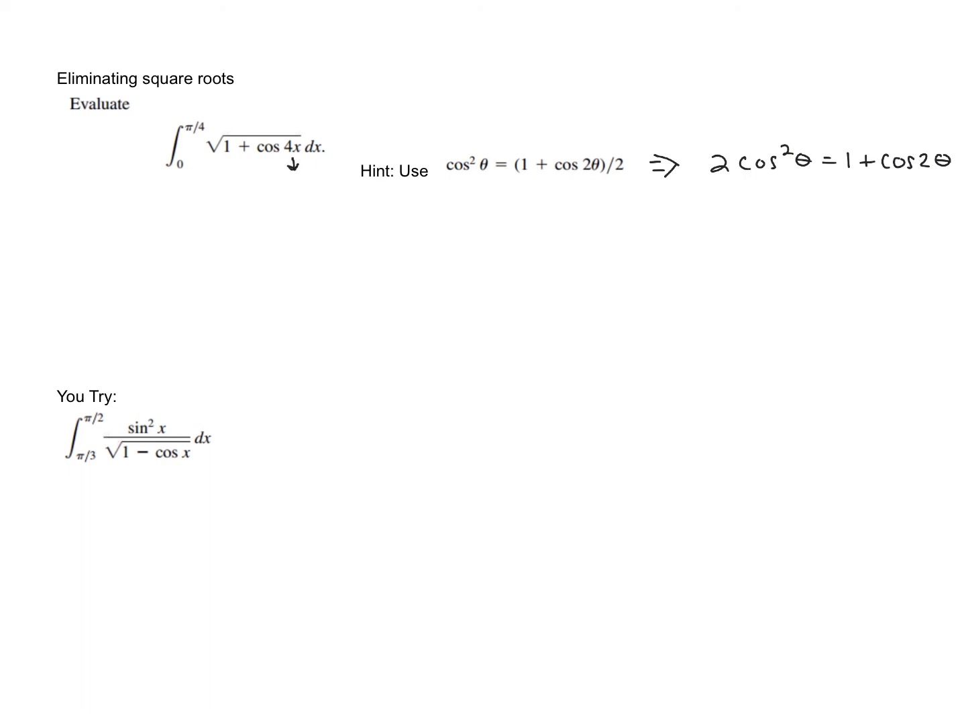Okay, so the first thing you need to remember is that this is not 2 theta, it is 4x. So that is 2 times 2x right there. So the double angle, the theta part of it, would be the 2x. So as you use that 2 cosine squared formula, don't forget that the theta is 2x.